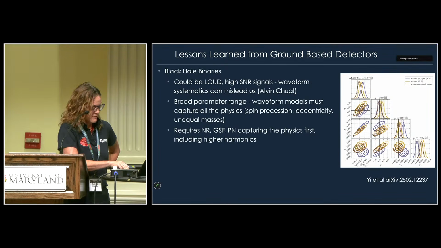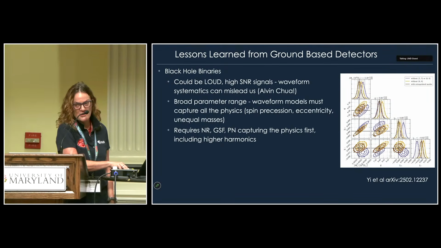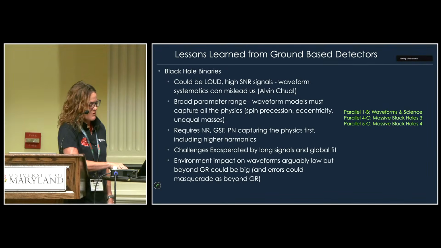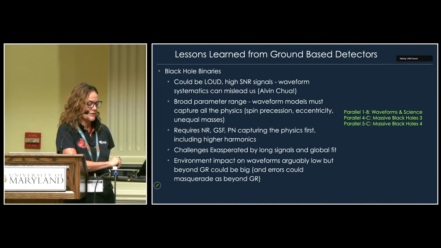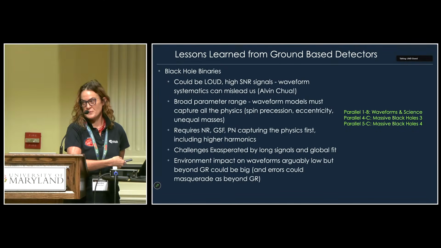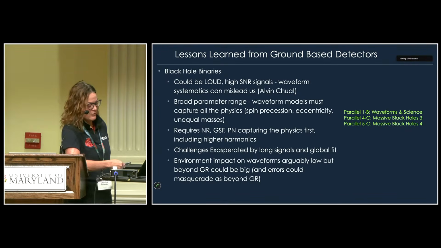So clearly, we need not only to capture all the physics, eccentricity, precession, unequal mass, and so on, but we have to have the higher harmonics as well, which means everything has to be done in a very accurate way. I think all these challenges I pointed out are exacerbated in the massive black hole binary case by long signals and global fit. These things aren't being done one at a time. They are all added up in a soup of sources that we have to disentangle and not contaminate the quiet memories that we're desperate to see on a loud, obnoxious binary black hole.